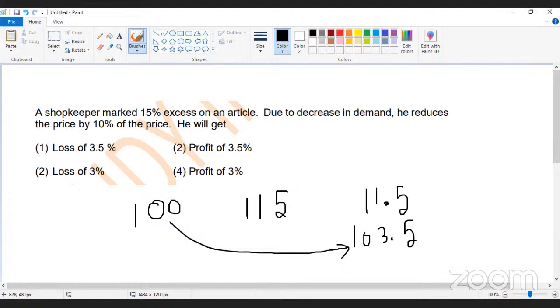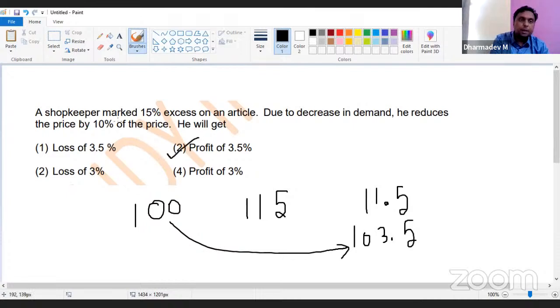It's profit, sir. That's all done. Okay, so most of you have given loss. No, it is profit. The reason: the shopkeeper marked 15% more. So he got it for 100. He made it at 115 mark price.